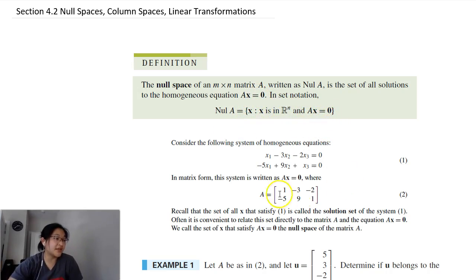So if we're looking at this system of homogeneous equations, homogeneous because we have equals 0, then we can say in matrix form that Ax equals 0, where A is the matrix of our coefficients.